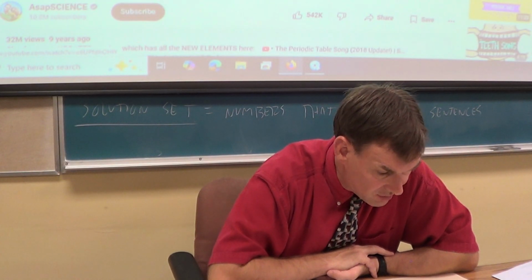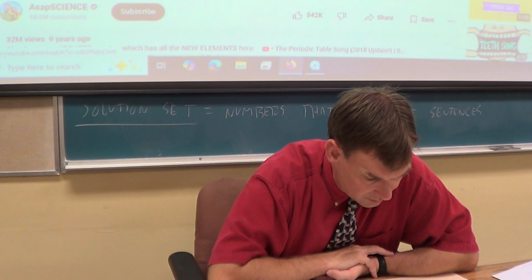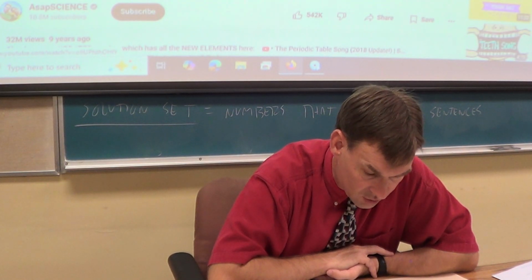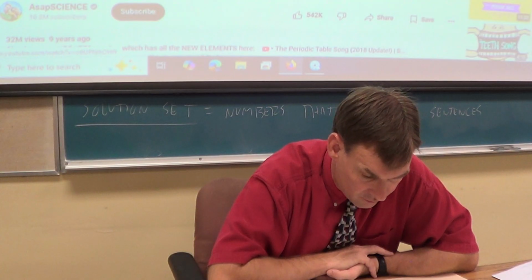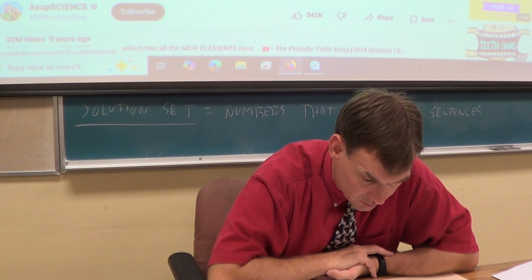59, similar, 7 changes to 7,000, you do the same stuff. It's 8.62 times 10 to the negative fourth, calories on top, grams times degrees Celsius on the bottom.